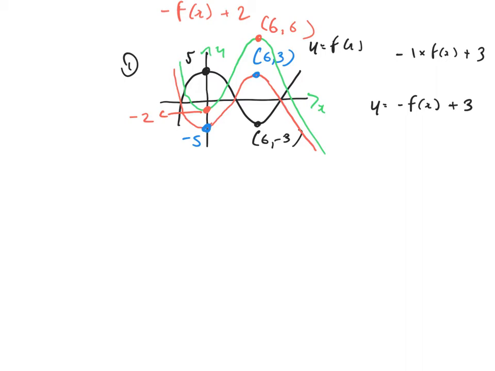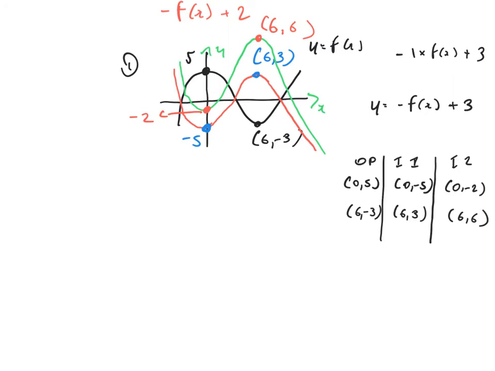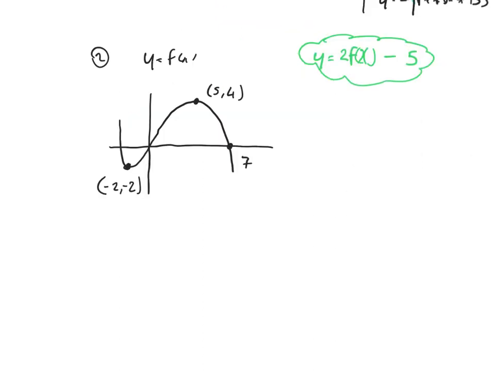So let's have our table of original points and our first images and our second images. There's the original points, 0, 5 there, and 6, minus 3. It then gets reflected to there: 0, minus 5. We invert the y coordinates, and minus 3 becomes 3. Then we shift the thing up by 3 units. Minus 5 jumps up to minus 2, and 3 jumps up to 6. Final answer.